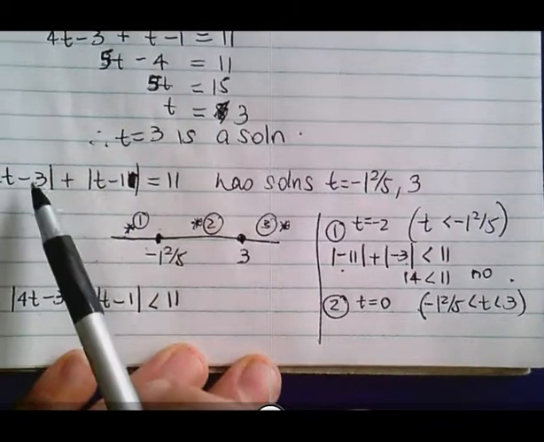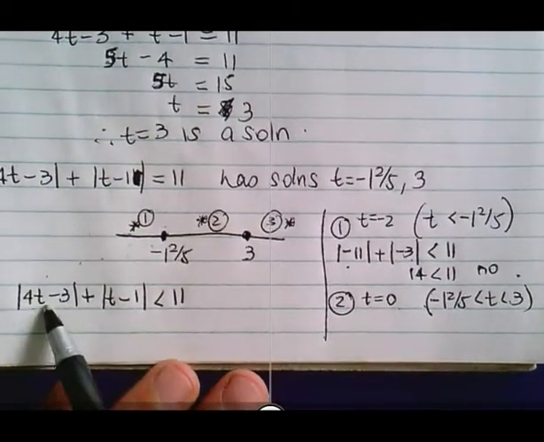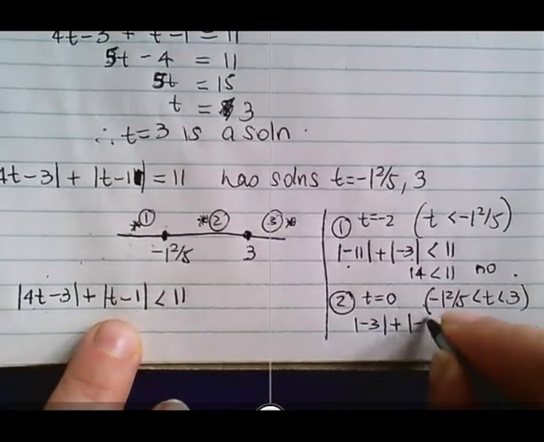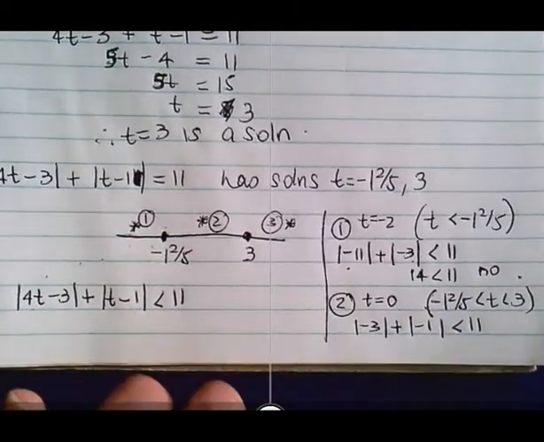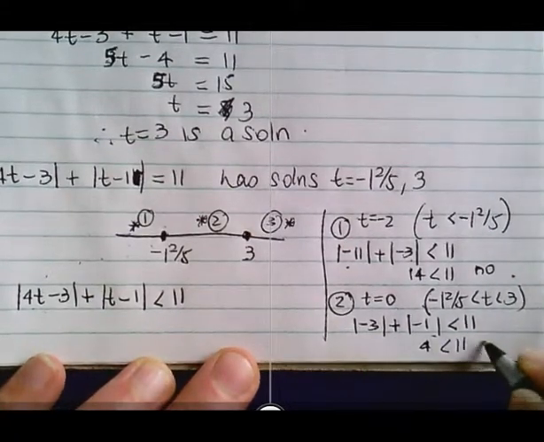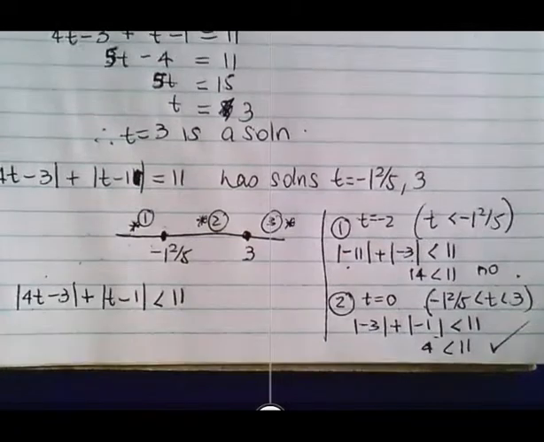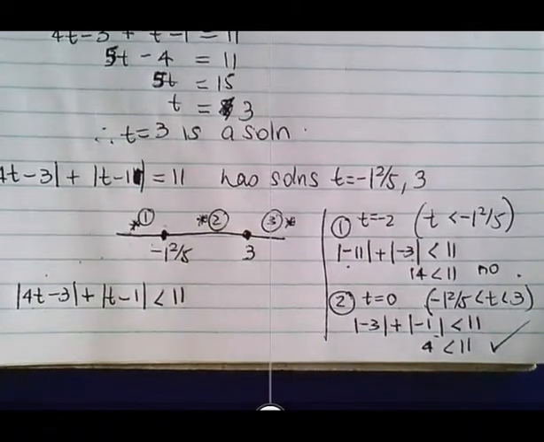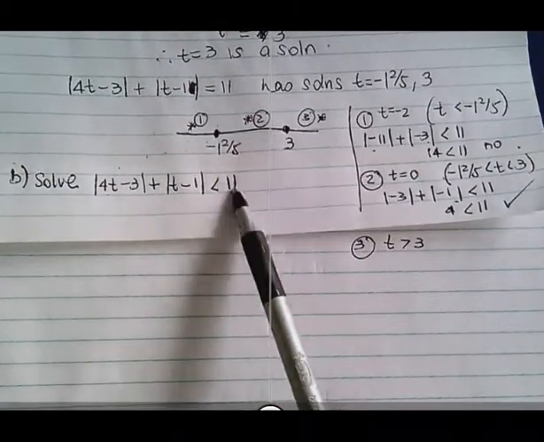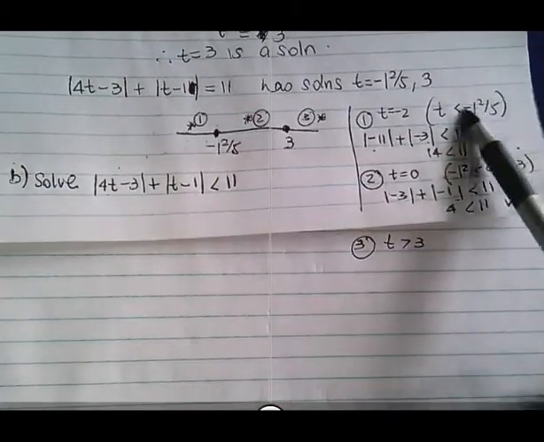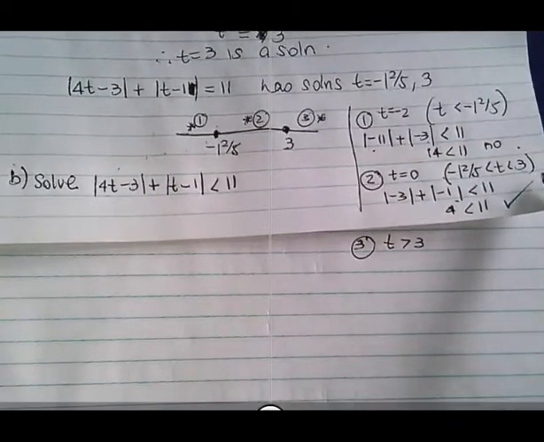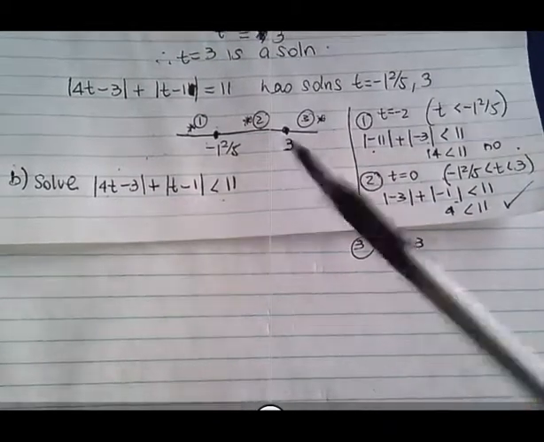What do I get with this? Negative 3 plus absolute value of negative 1. Is that less than 11? Yes, I get 4. So this is true. Oh, geez, I'm sort of running out of a bit of room. To solve this, absolute value plus that one is less than 11, I just go between the values, not including them, because it's a less than inequality.